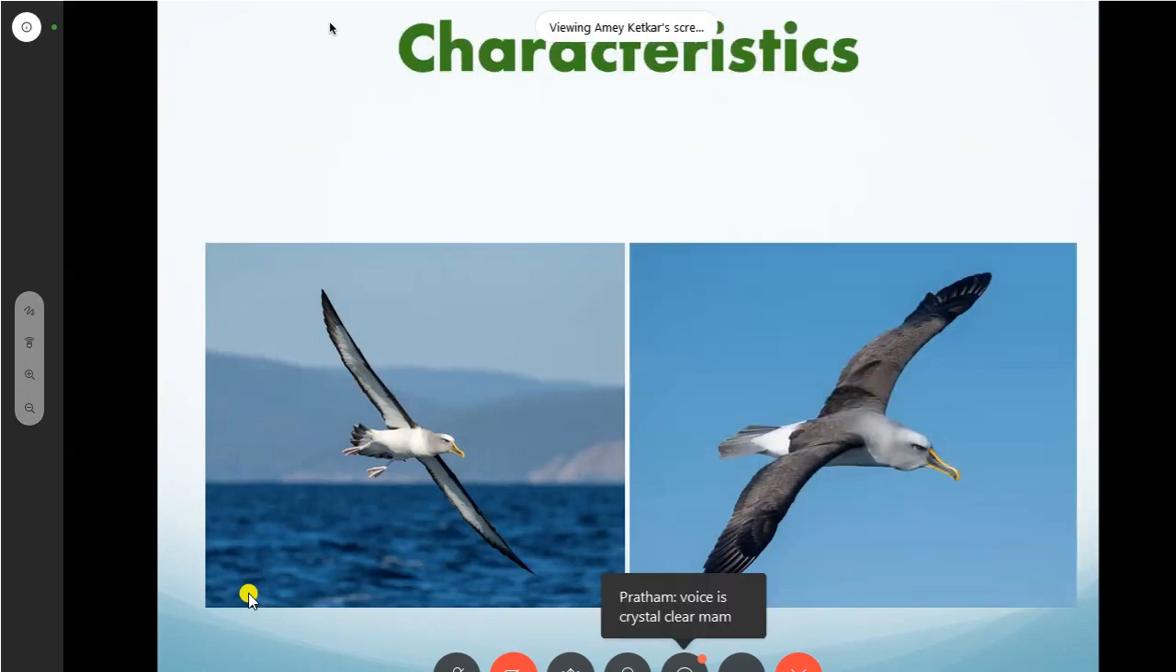So what we will do is look at the characteristics of these seabirds and try to understand how they are different and how they're made differently from the birds that we get on the mainland. Now, can you look at these images?